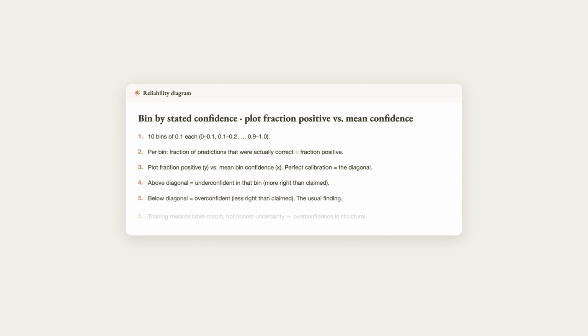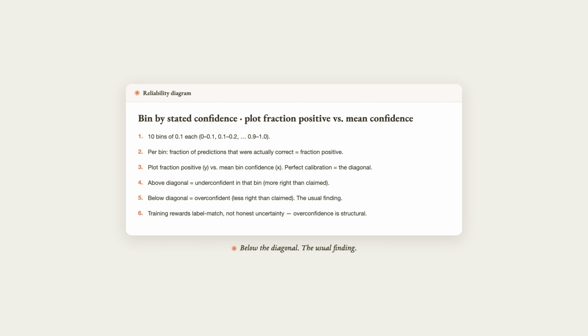Once you have confidence scores, here's how the reliability diagram works. Bin the predictions into 10 bins by their stated confidence. The 0-10% bin, the 10-20% bin, all the way to the 90-100% bin. For each bin, compute the fraction of predictions in that bin that were actually correct, the fraction positive. Plot fraction positive on the vertical axis against the mean confidence of the bin on the horizontal axis. A perfectly calibrated model lies on the diagonal. If the model said 80% confident, 80% of those predictions came true.